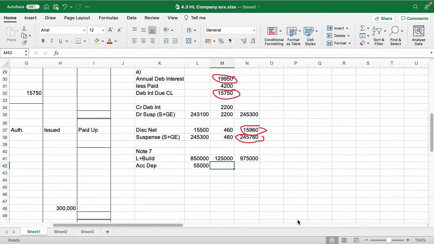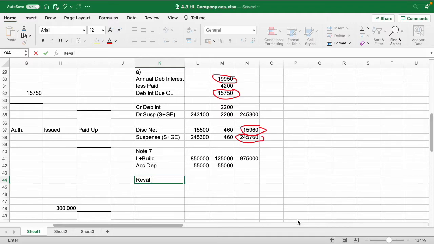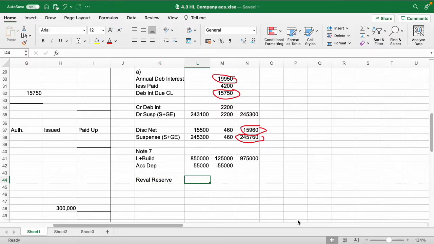That's correct. So I'm going to cancel my accumulated depreciation up to this date. So that means there's 55 in my accumulated depreciation. Cancel all that. And those two figures, the 125 and the 55 together, go into my revaluation reserve. So I'll have 125 and 55, I'll have 180 grand in my revaluation reserve.